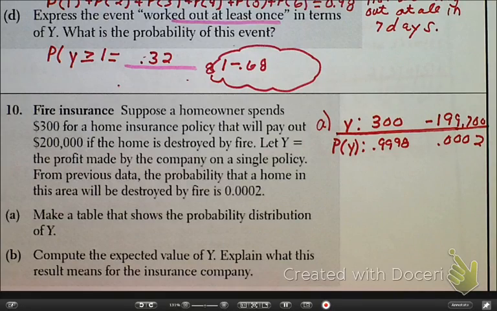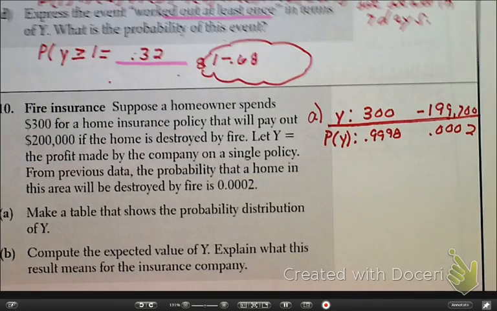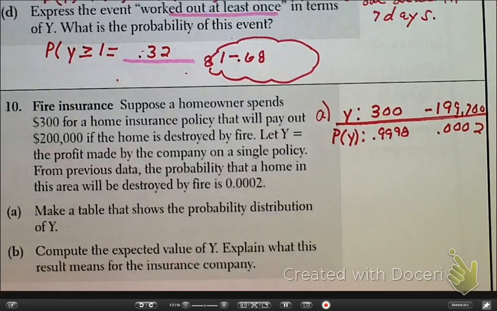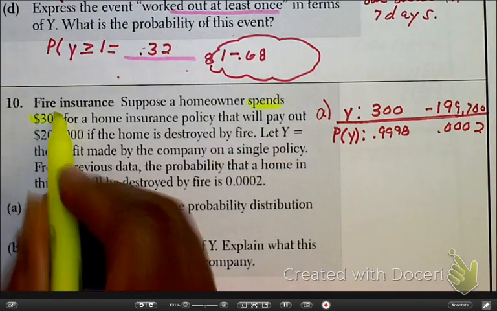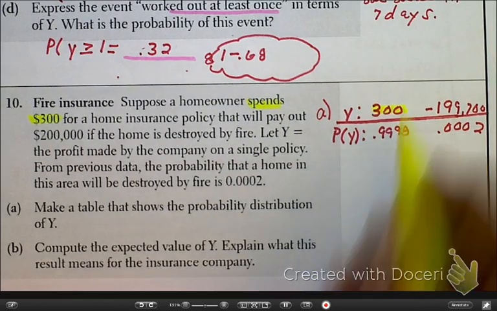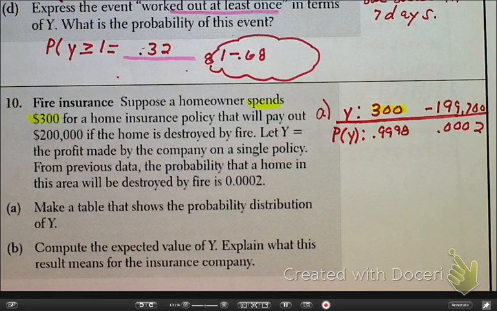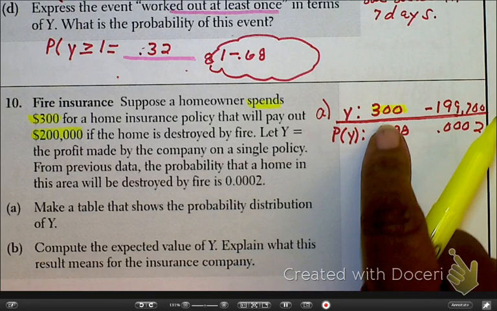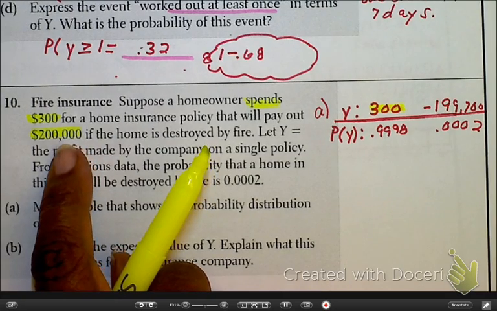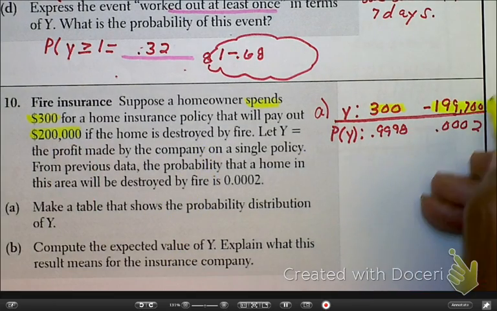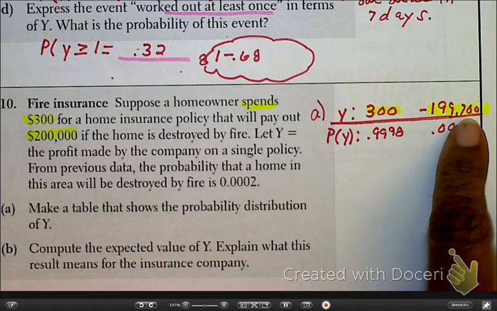Now let's look at what I've done for this problem and why, the fire insurance. Here you spend $300, so that's why this is a positive amount. And the policy will pay out $200,000. So the company will earn $300. If it pays out the $200,000, that means they have a loss of $300 minus that $200,000.